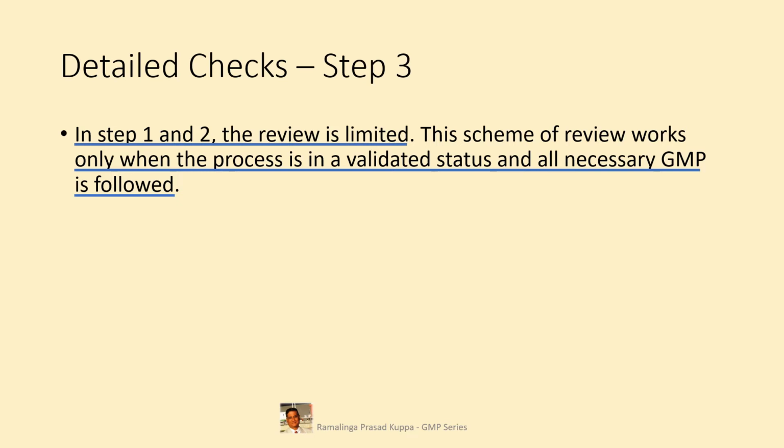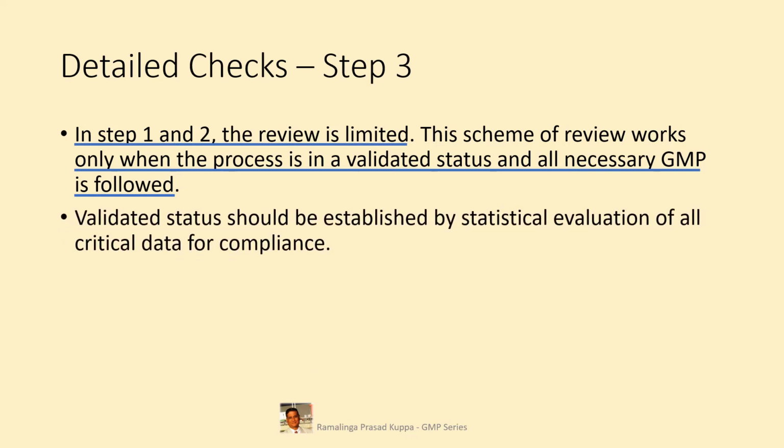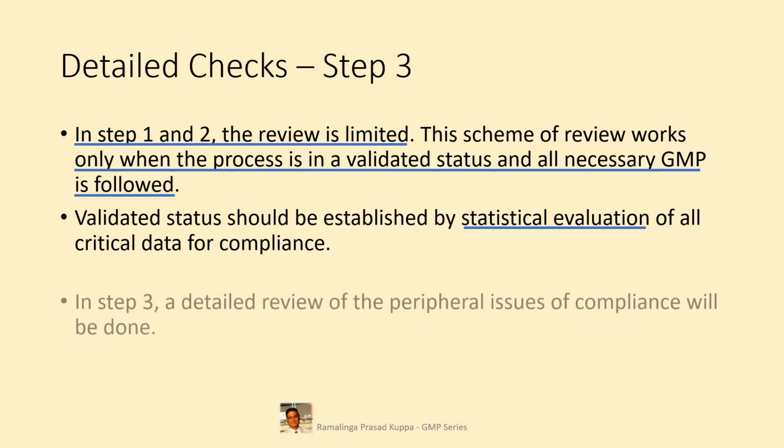So this step 1 and 2 type of review works only when the data is evaluated statistically with Six Sigma, X bar graphs, moving range charts, etc., and confirm that the process is under total control and in a validated status following all GMP requirements. Validated status should be established by statistical evaluation of all critical data for compliance. So, as told above, the evaluation should be statistical.